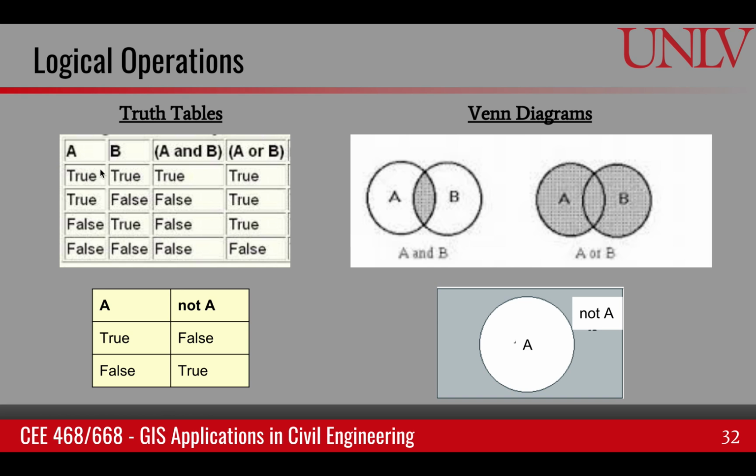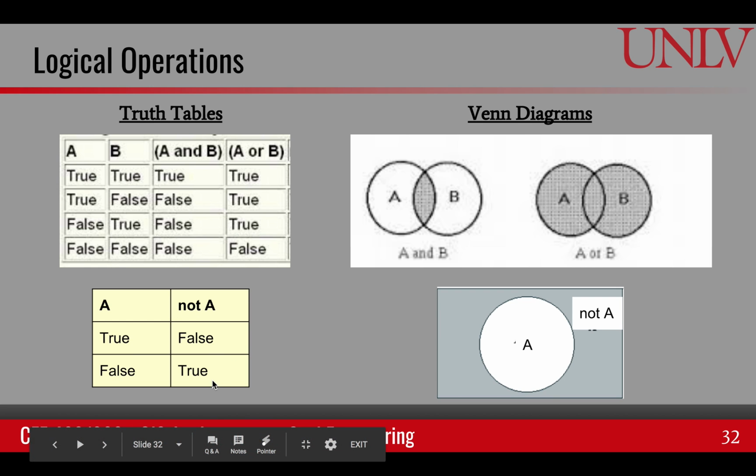In case of truth table, if A and B is to be determined from A value combined with B value, then if both are true, then A and B will be true. And if either one of them is false, then the output will be false. Similarly, in case of A or B, if any one of them is true, then the output will be true. And the only case it is false is when both of them are false. In case of not, if A is true, then not A would be false. And if A is false, then not A would be true.